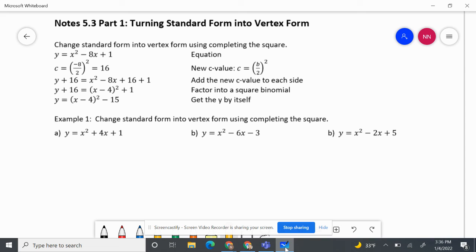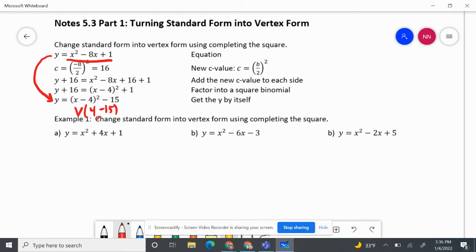Today, what we're going to do is take standard form and turn it into vertex form. Standard form is when we have x squared minus 8x plus 1. And what we're going to do is turn it into vertex form, where we're quickly able to find the vertex. So we're going to take that standard form and turn it into vertex form by completing the square.